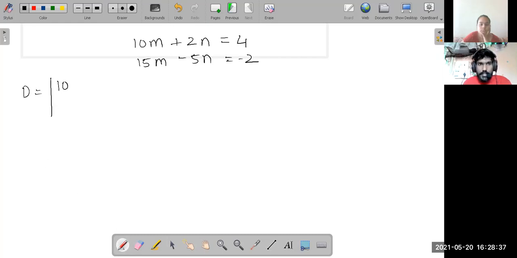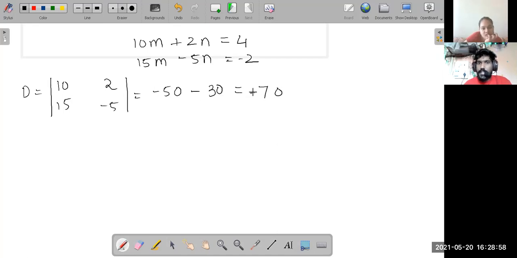So 10, 15, 2, minus 5. This will become 10 into minus 5, that is minus 50, minus 15 into 2, which gives 30. Minus 50 minus 30 is minus 80... so it becomes 80, and you put the sign of the greater number, that is minus. Is this clear?